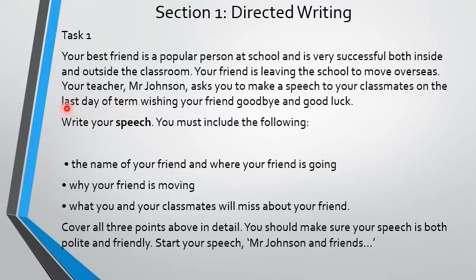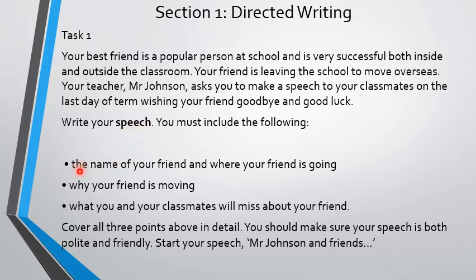Know this, that it is the last day of the term, which is mostly an end of the term party day. And this is a day when we are quite informal, we are quite happy because it's the last day. We are going on holiday and we are quite relaxed. So your teacher wants you to say goodbye and good luck for his future to your friend who is leaving. So you are going to write a speech.